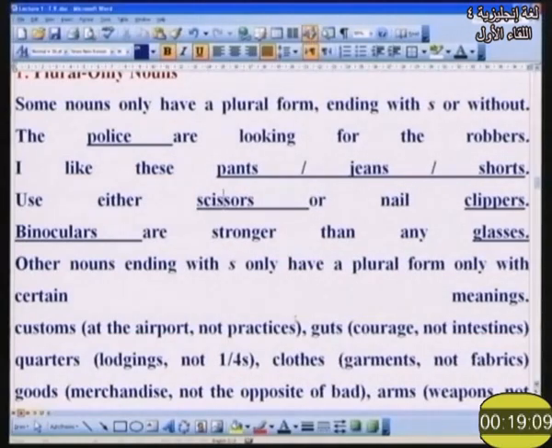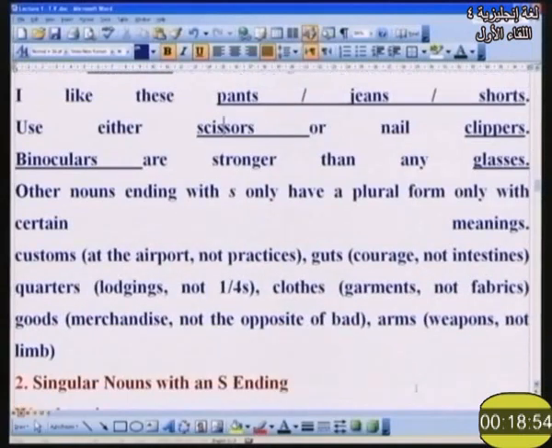Other nouns ending with an S have a plural form only with certain meanings. في كلمات فيها plural بمعاني مختلفة عن لما أنا بشيل منها البلورال. Like customs, like the word customs. عادات. We know custom و customs. عادة وعادات. But customs at the airport اللي هي الجمارك. This is only plural. Guts. Guts اللي هي الأحشاء. But sometimes it's used in literature to mean courage. Okay. عنده قلب جامد. Okay. It's plural.